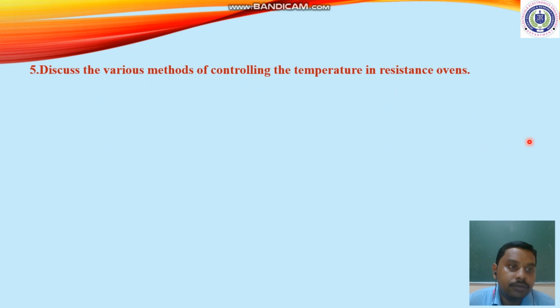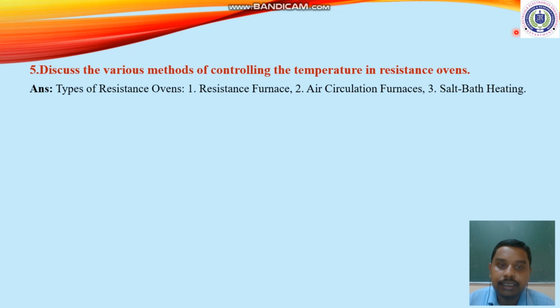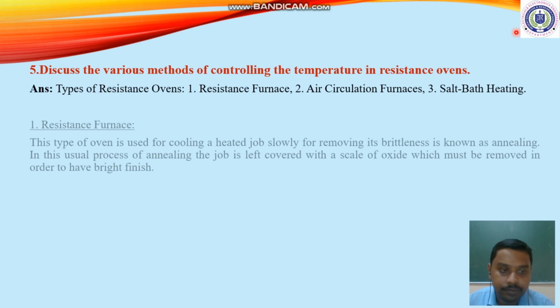Next question is to discuss the various methods of controlling the temperature in resistance heating. There are types of resistance furnace: one is the resistance furnace, another is the air circulation furnace, and the third is salt bath heating.